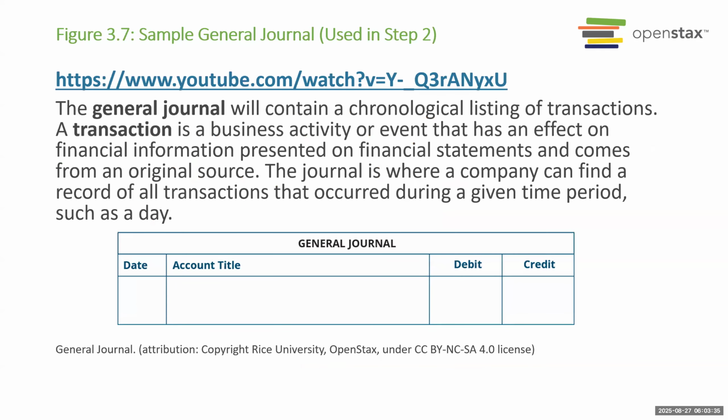Okay, now we're going to talk about the general journal. The general journal lists activities in chronological order. So, in this transaction or event, we record financial information presented on financial statements. It comes from the original source, as we said in step number 1. The journal is where we find and record all these transactions in a given time period, such as daily.